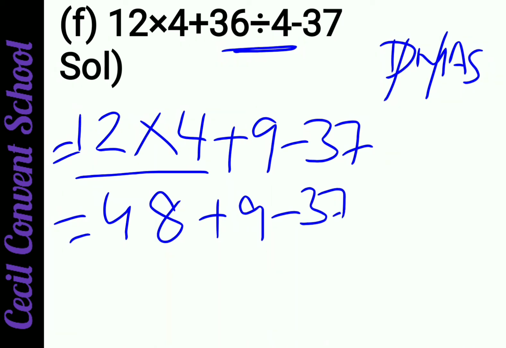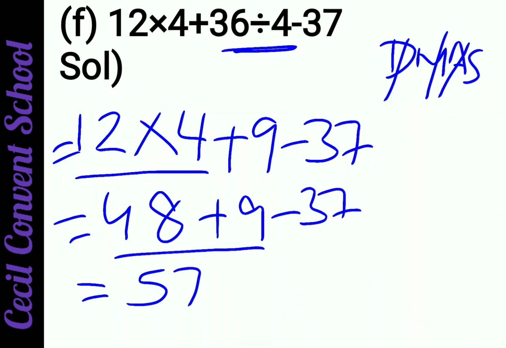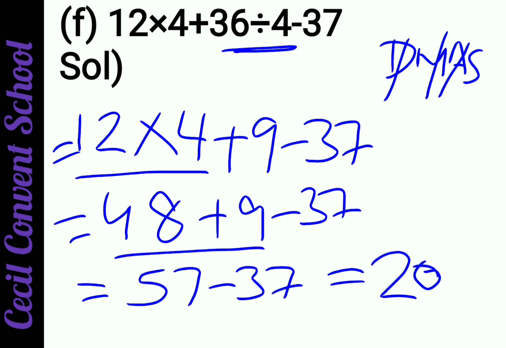Clear? Now we will plus 48 and 9. When you plus 48 and 9, dear, it comes 57. 57 minus 37. When you minus them, the answer comes 20. So 20 is the answer because all the numbers are finished now. Clear? Now after F part, students, we do G part.